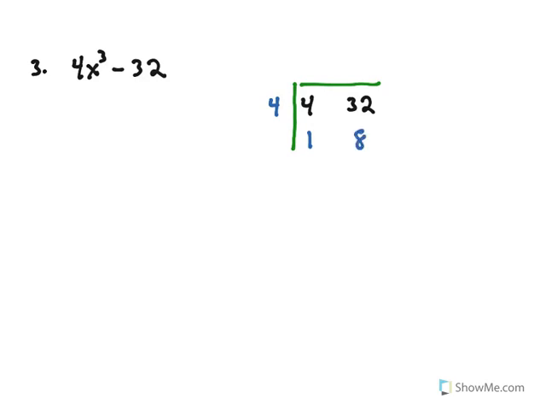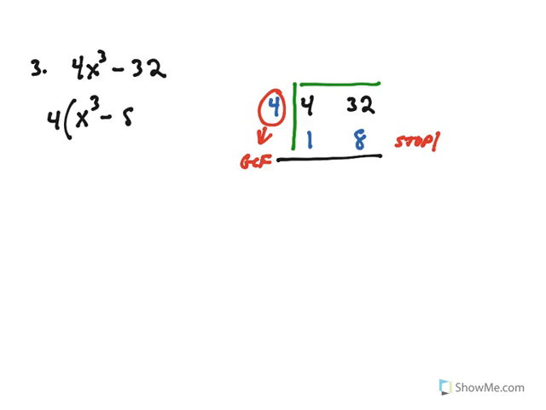Now, is there any other number that goes into both 1 and 8 evenly besides 1? The answer is going to be a no. So we're going to stop. And then this is going to be my GCF. So use this method every time if you're confused. Okay, you'll always get the right answer. So we're going to factor out the 4. And then now we're just left with x cubed minus 8, because 4 times 8 is 32.